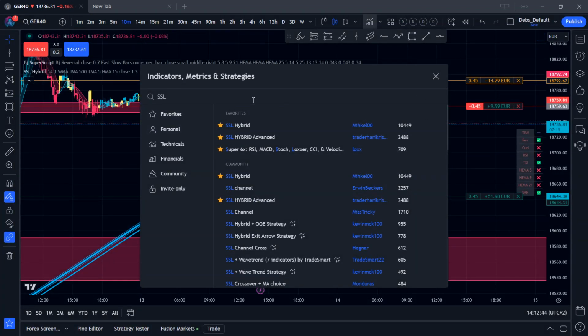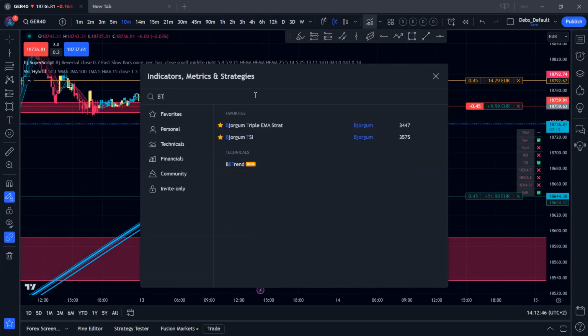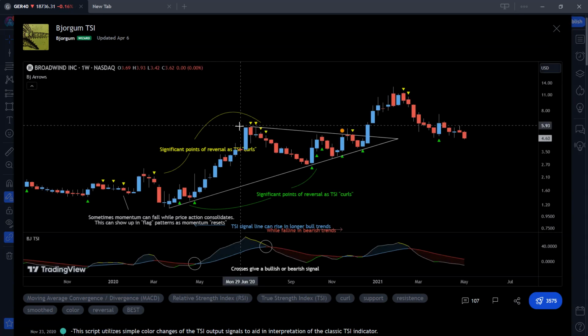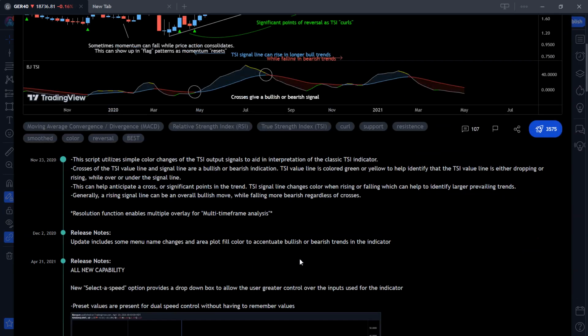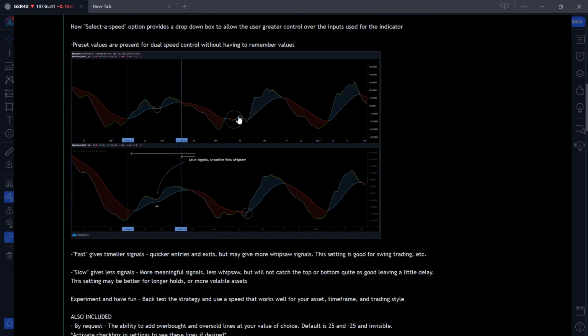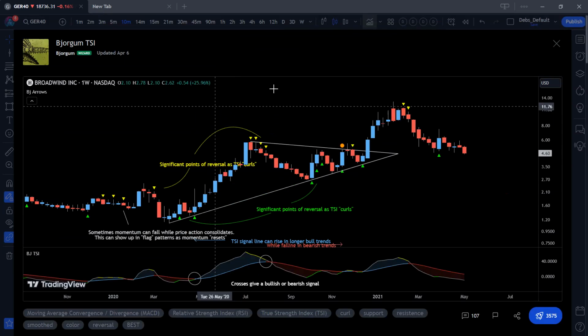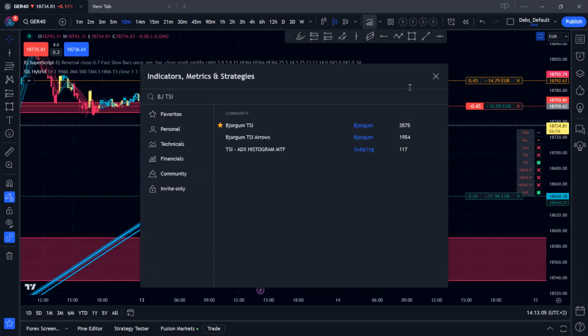The next one is going to be the BJ TSI. BJ TSI is by this same guy, Borgum. This guy is amazing, man. But basically, you can just go ahead and read all the instructions for yourself. I'm not going to go through them too much. I'm just going to go through how I use this indicator to trade.